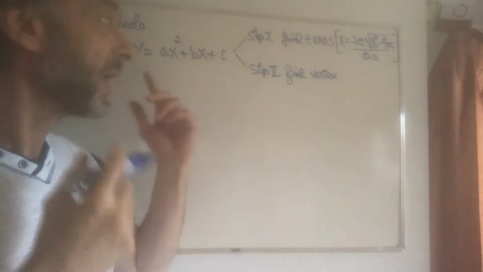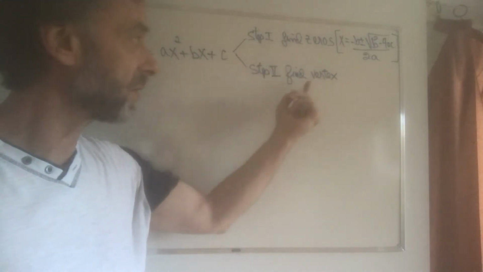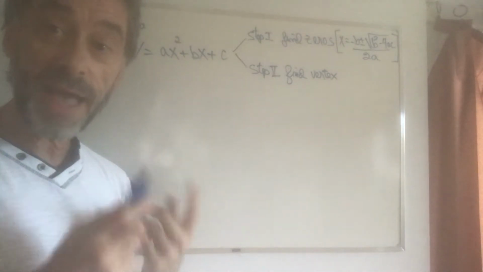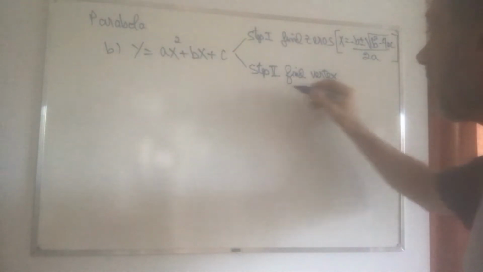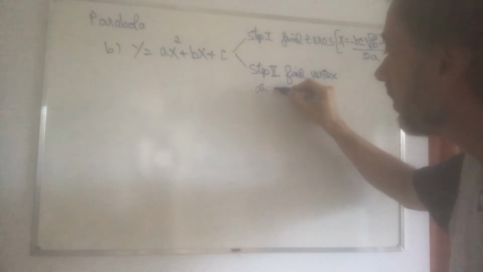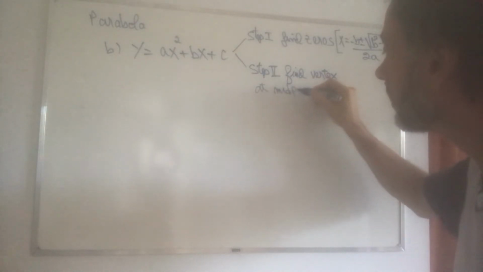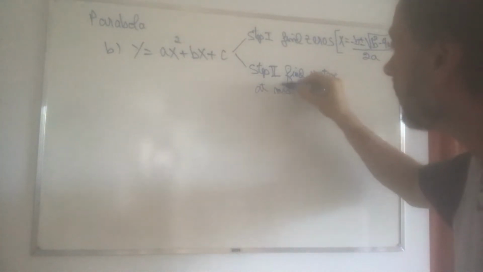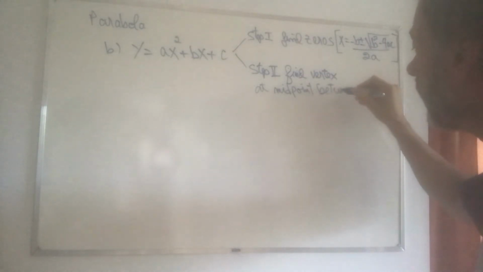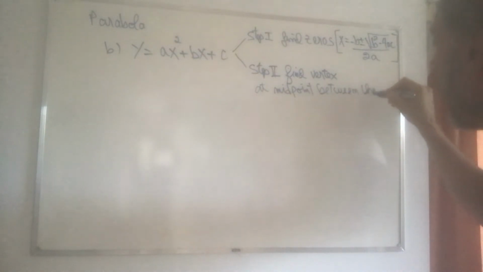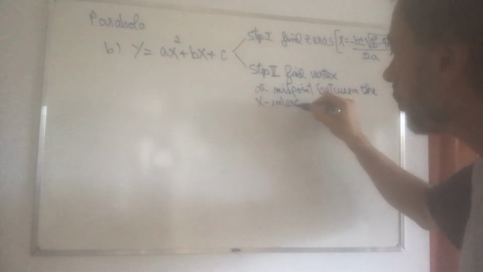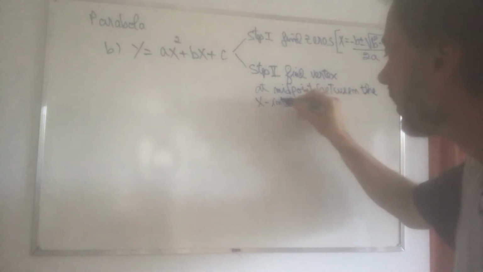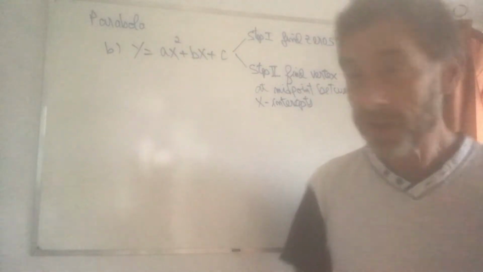And what's the vertex? Where do I find the vertex? It so happens that if you have the two zeros, the vertex is always exactly halfway between the two zeros. So it's the midpoint of the two zeros. Vertex at the midpoint between the two x-intercepts. What's the formula for the midpoint?